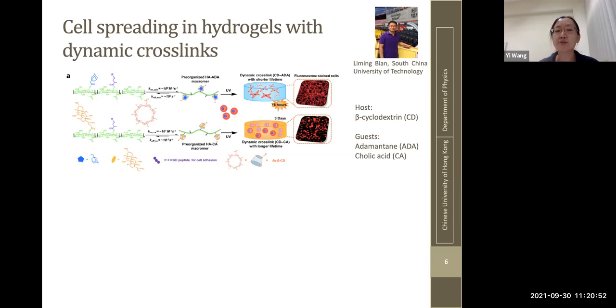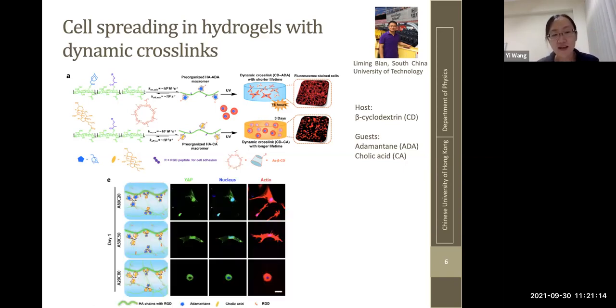And this time, if we replace the guest by cholic acid, CA, okay, their affinity, so the k_on to k_off ratio, is more or less similar, okay, but the kinetics is orders of magnitude different, okay? And the cells behave rather differently. They would become these spherical shapes. They would not grow, okay? So this is also verified if you mix the two types of host-guest systems, and the more fast crosslinks you have, the easier the cells differentiate.